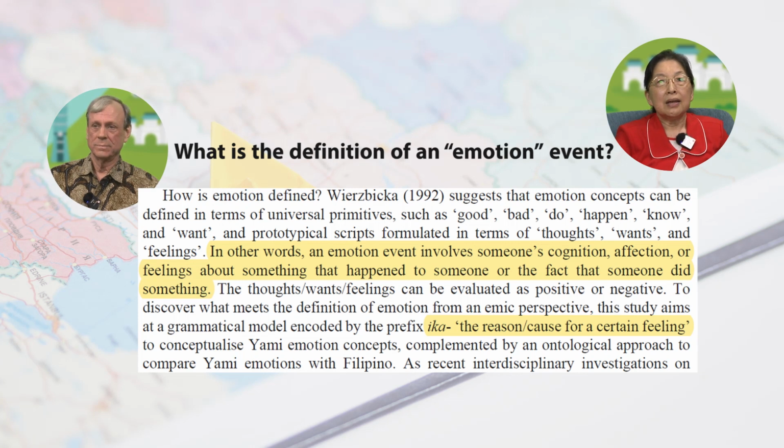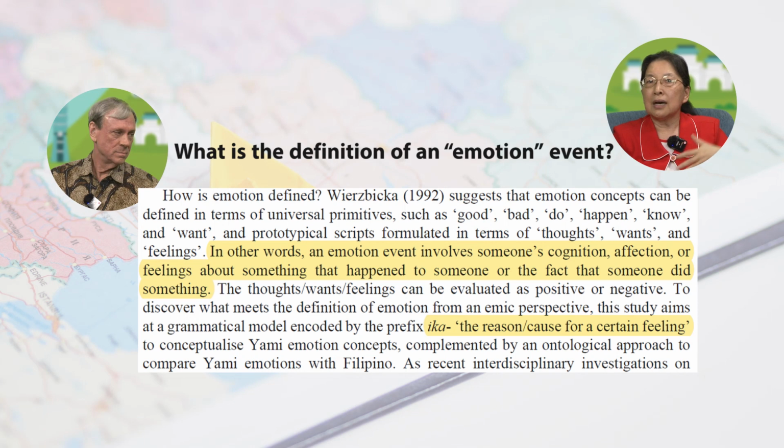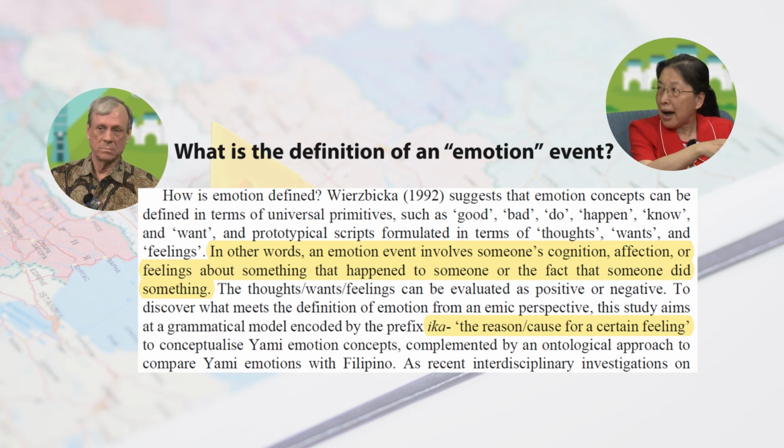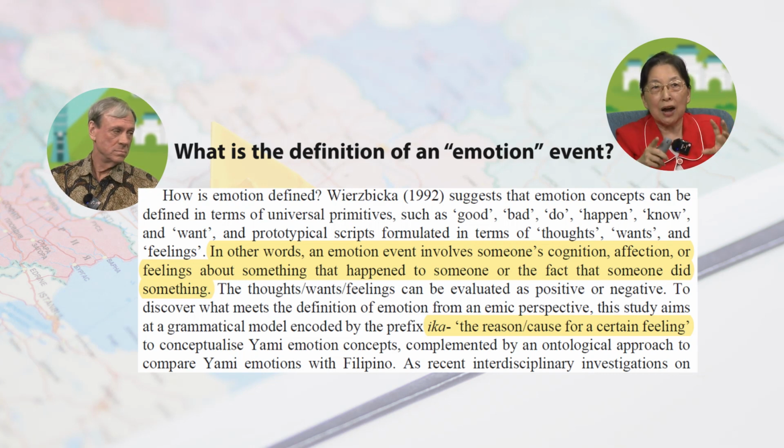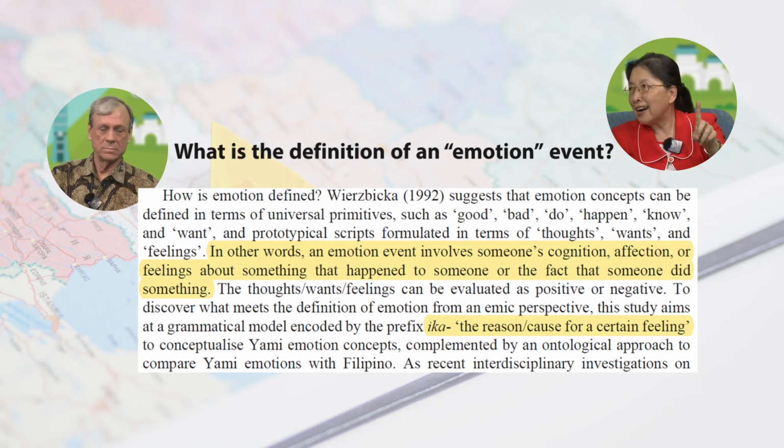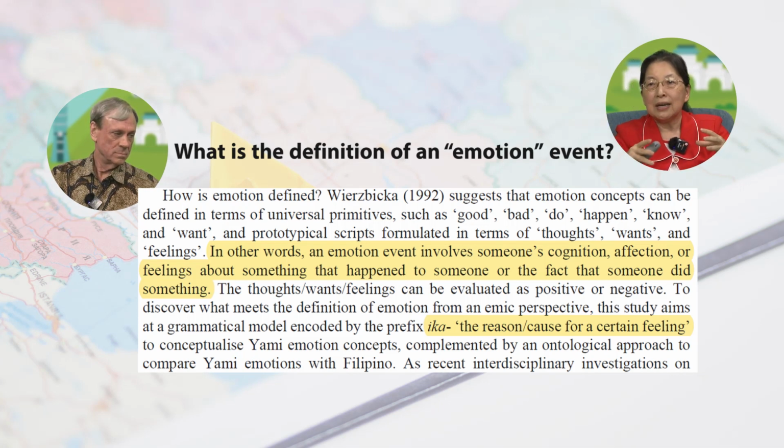But what's important is, if I simply use Chinese as an example to think about emotion, or a Yami person who knows Chinese, then we probably use Chinese to come up with a lot of emotion. Is that really the same as Yami emotion? So my approach is to start with the language, from a prefix "iga" as a starting point to find all the Yami emotion events.